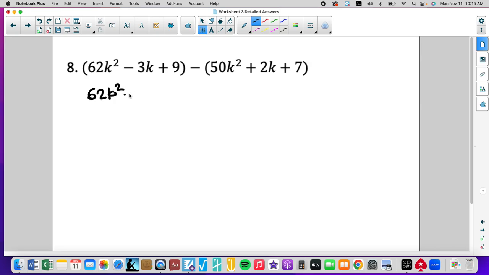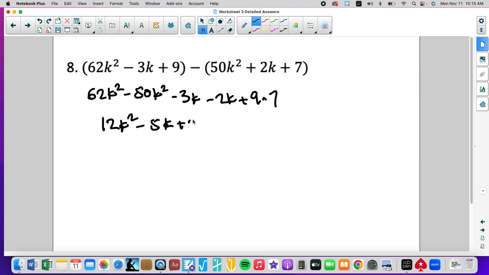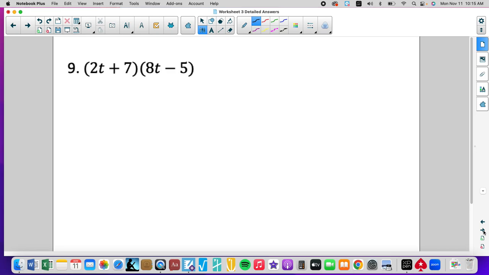62k squared minus 50k squared minus 3k minus 2k plus 9 minus 7. And that's going to be 12k squared minus 5k plus 2. So it could be that fast. That's the nice thing. Now this is multiplication. We better notice that this is multiplication.